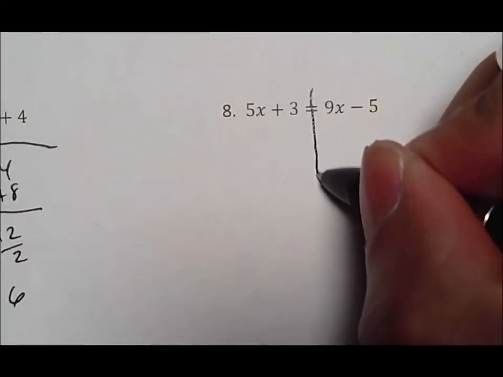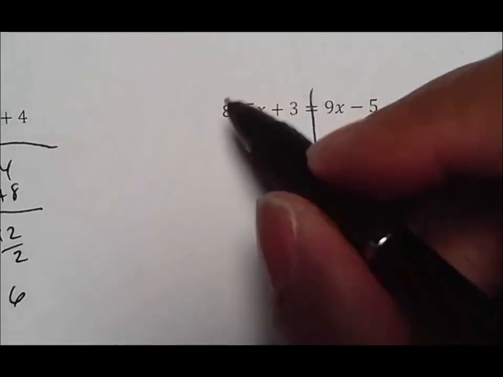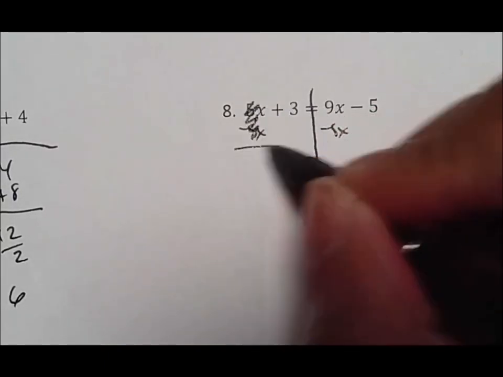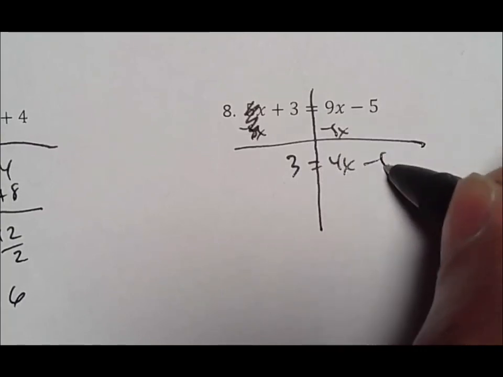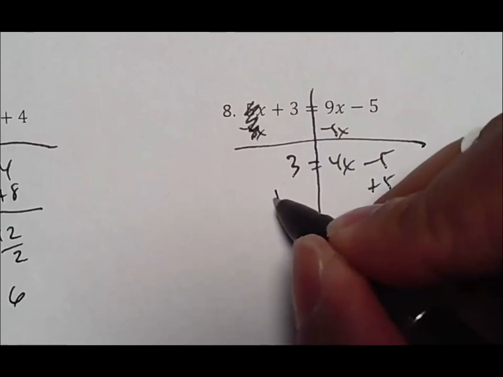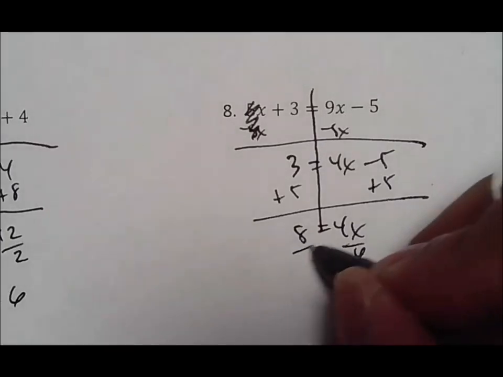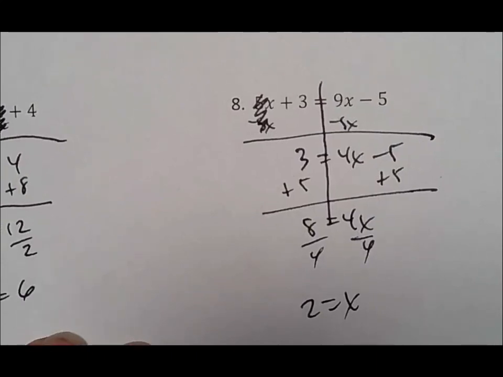5x and 9x. Again, pause this video as you need to. 5x and 9x, you need to move the 5 because it's smaller, so minus 5x, minus 5x. Again, this all goes away, leaving us 3 equals 9 minus 5 is 4x minus 5. Then you add your 5 to both sides, getting 8 equals 4x. Then you divide by 4, getting 2 equals x. Now again, do number 9, and then continue the video, and then we'll finish this thing off.